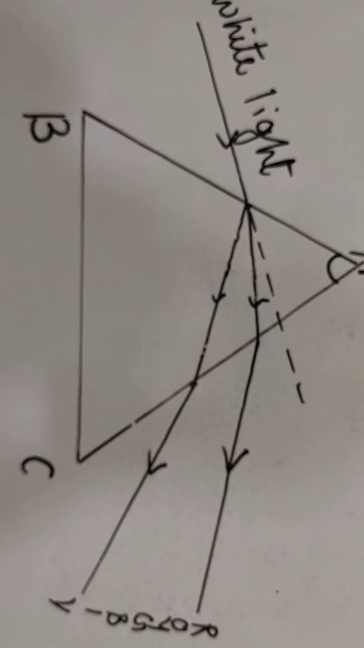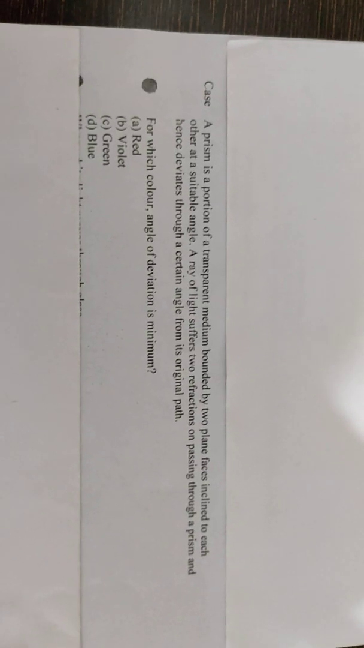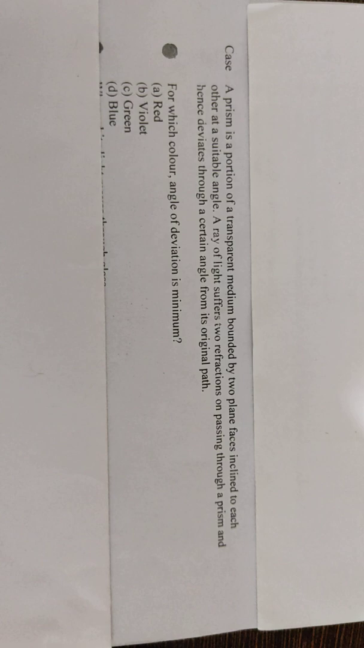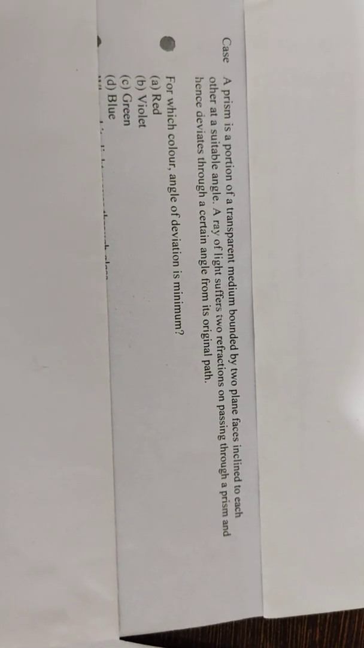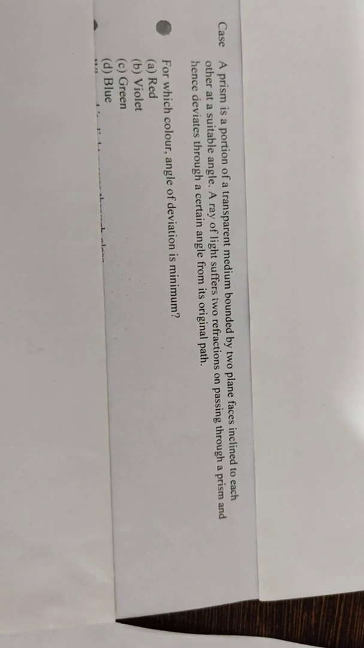So now let us read the questions. The first question is, for which color is the angle of deviation minimum? Red, violet, green, blue. For this you should know what the angle of deviation is, then only you can find out for which color it is minimum.